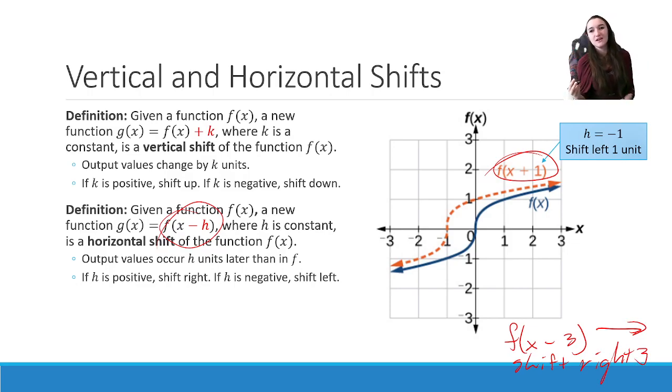And that's kind of how horizontal stuff works, because we're affecting the inside, the input, so our output has to shift earlier in a way, so things get kind of shifted weird. So just remember, horizontal stuff, when we're plugging stuff in to f of x, is going to do the opposite of what you want.